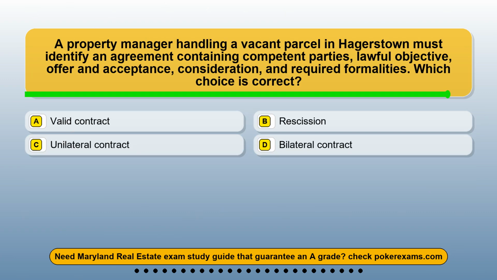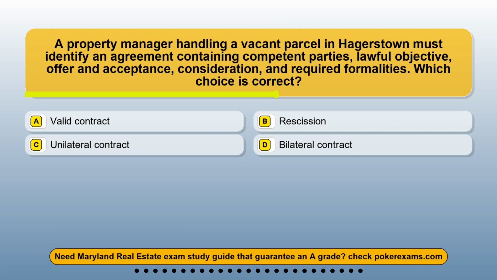Question 5. A property manager handling a vacant parcel in Hagerstown must identify an agreement containing competent parties, lawful objective, offer and acceptance, consideration, and required formalities. Which choice is correct? Option A. Valid contract. Option B. Rescission. Option C. Unilateral contract. Option D. Bilateral contract.